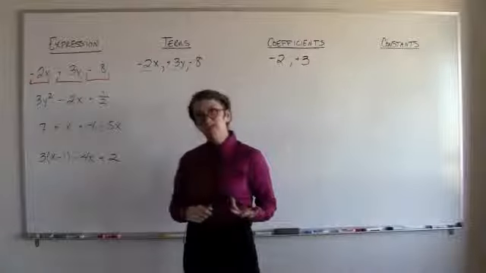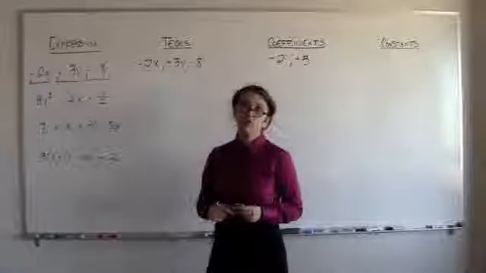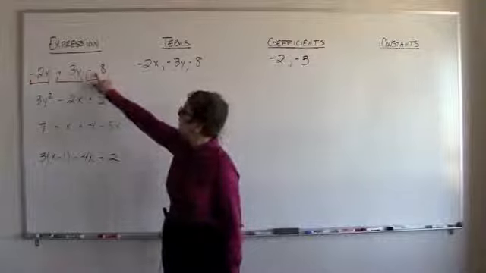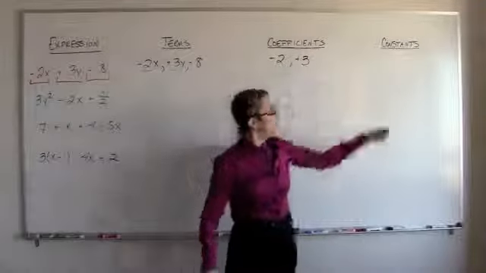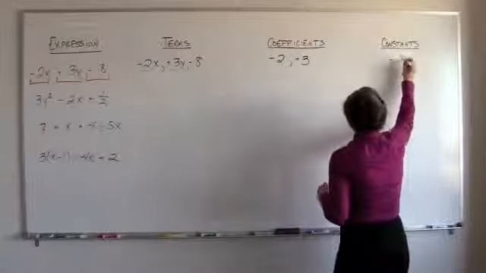The last piece of math that's going to be in any math problem is the constants. So in this expression, we have one constant, and that's this negative 8. So I'm going to put that negative 8 under the constants column.